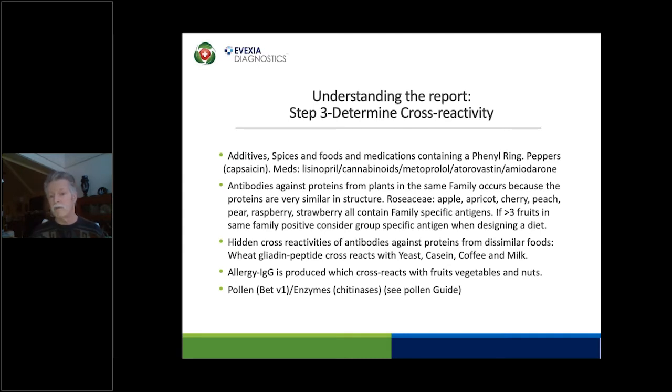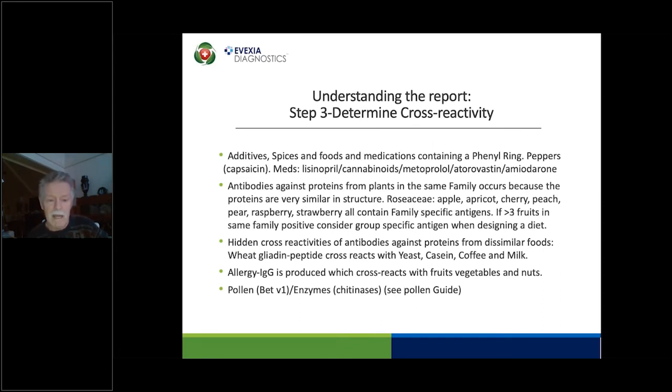So the reason you do that is that the question is, does the reactivity to the phenyl group on the test, is that the reactivity against red 40, or is it a cross reactivity because a person produced an antibody against something like lisinopril? So by knowing the medications and knowing what's in the report, you can get some idea at least of that phenyl compound. And there's others, but I try to emphasize phenyl because that is a key constituent in most foods and spices and that sort of thing, and also in medications.